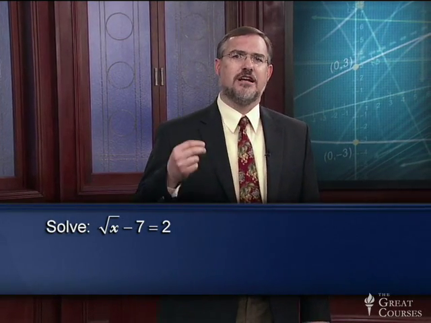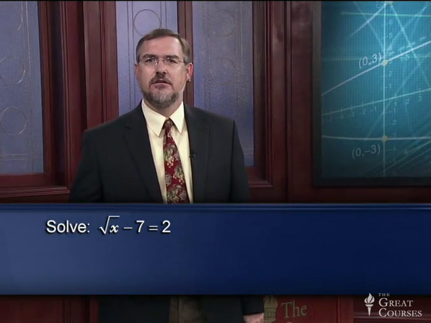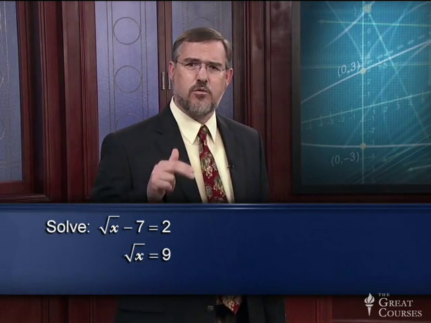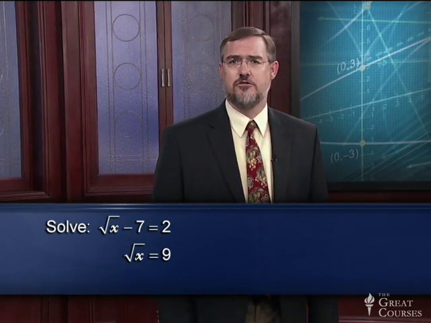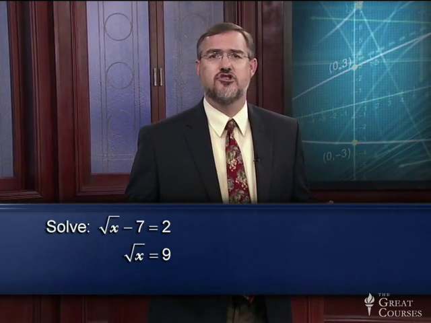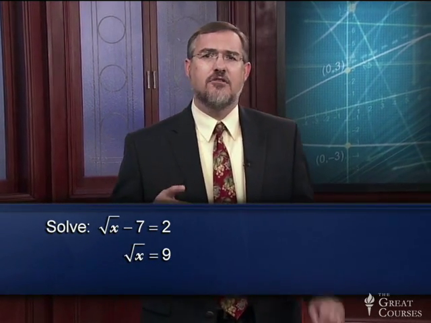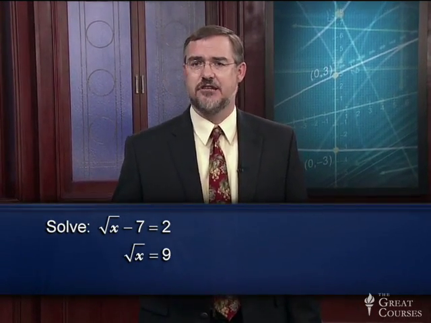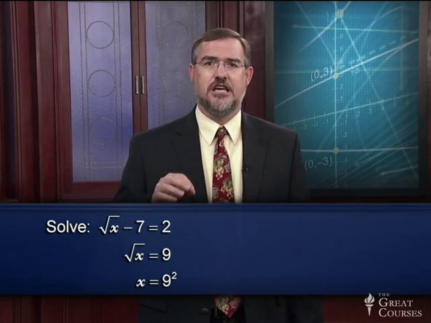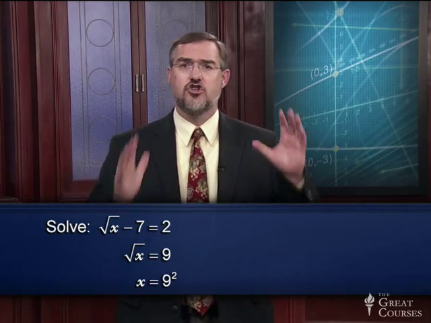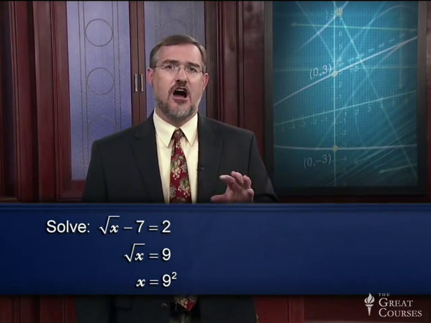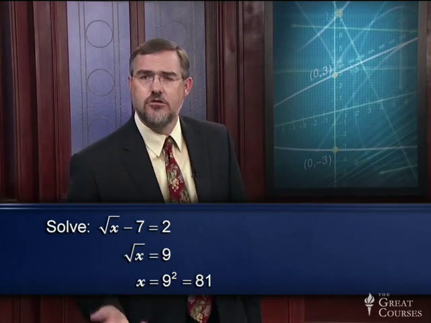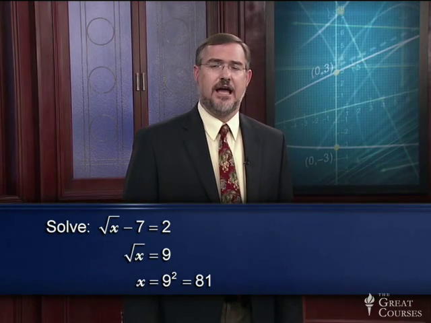In this case, we're going to isolate that radical by adding 7 to both sides of the equation. The left-hand side will then just become square root of x, and the right-hand side becomes 9 because 2 plus 7 is 9. So now you're down to the equation square root of x equals 9. If we now square both sides of this equation and use that important fact that I mentioned at the beginning of the lesson, then we'll have x equals 9 squared. Square root of x squared is going to equal x, and 9 squared is going to be the right-hand side, which is 81. So our solution to the equation is x equals 81.